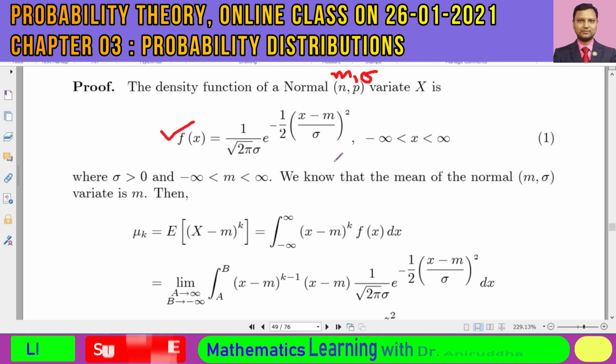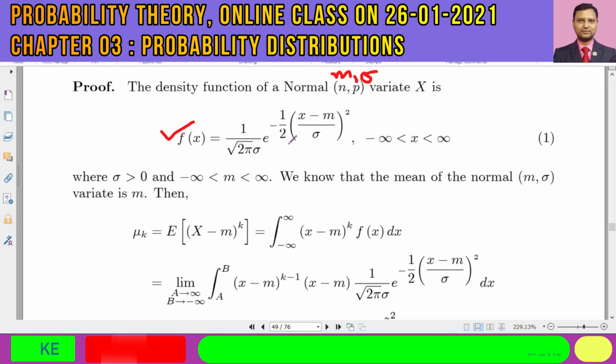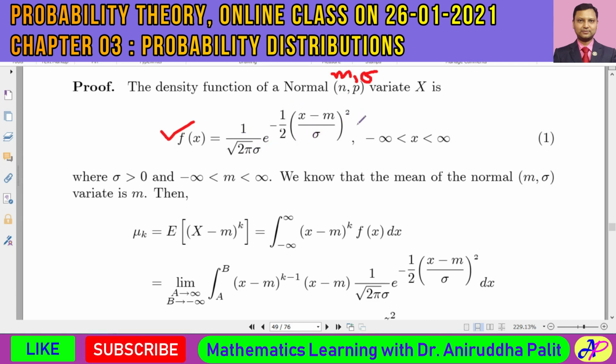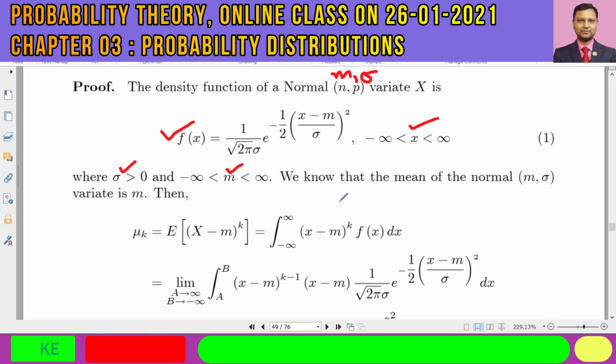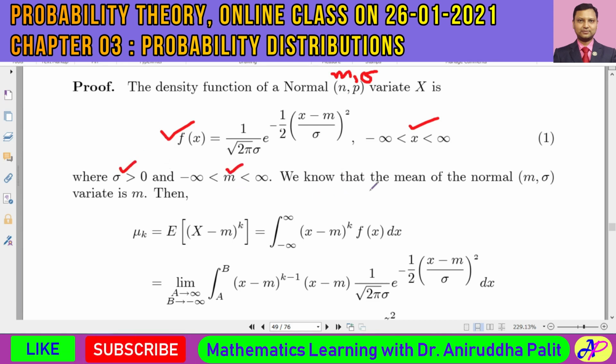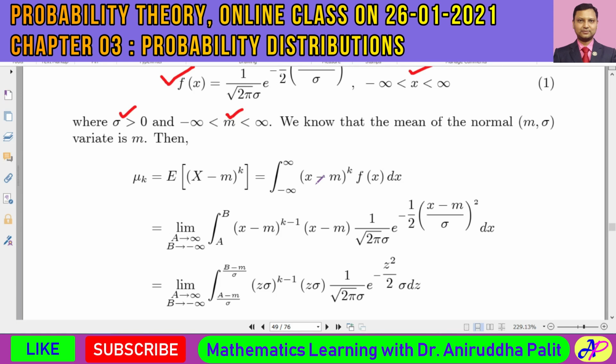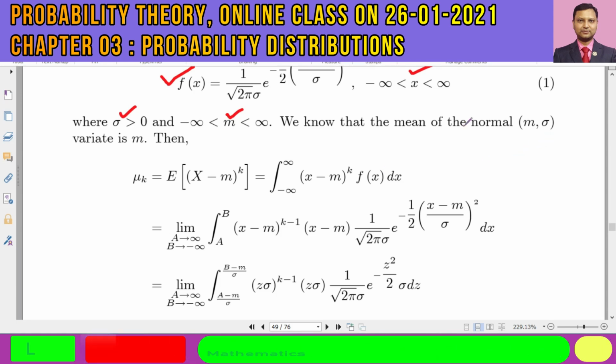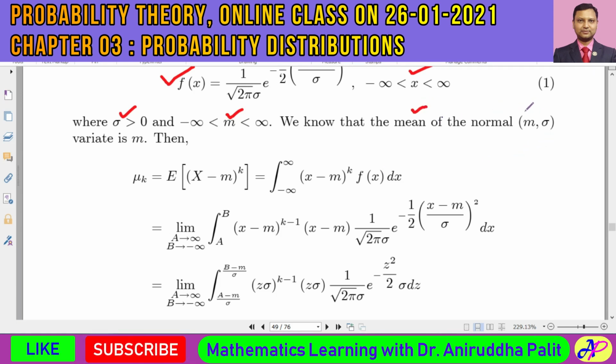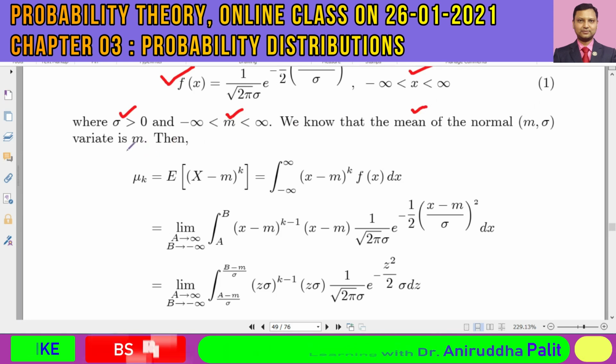So we suppose that x is a normal m comma sigma variate, and in that case this f(x) would be this kind of expression: 1 by root over 2 pi sigma, e to the power of minus half into ((x minus m) by sigma) whole square, and the spectrum is from minus infinity to infinity. Sigma is a positive number and m is any real number between minus infinity and infinity. Sigma and m are the parameters of the normal distribution. Okay, and we all know that the mean of the normal distribution is equal to m.